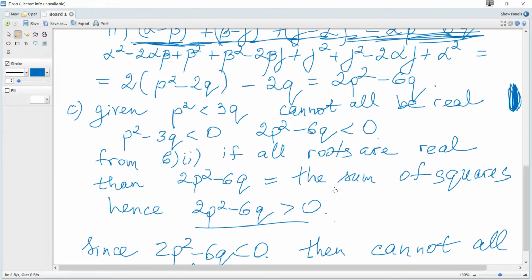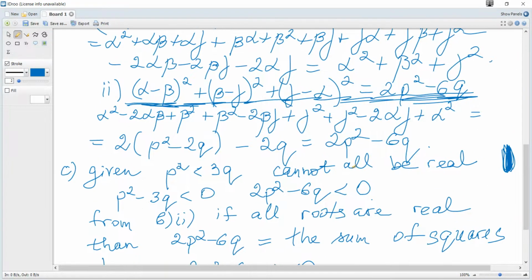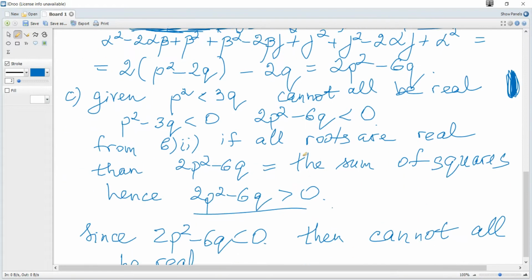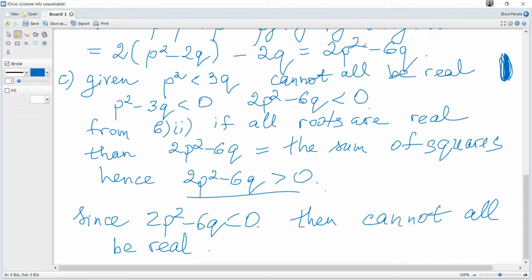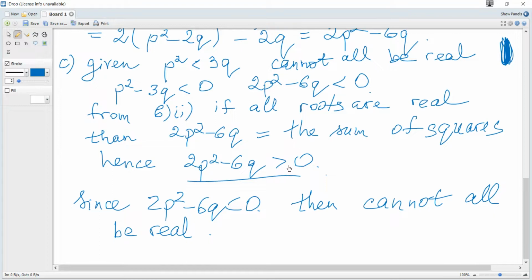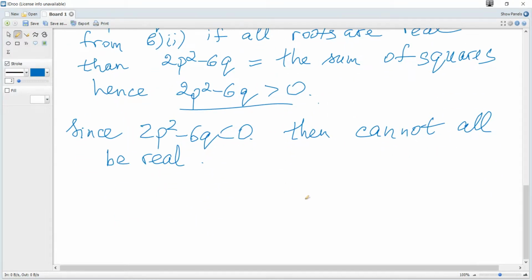It's quite easy. If all roots are real, this statement must be true. And this statement looks like some expression is equal to the sum of squares, but a sum of squares is always greater than or equal to 0. And if this is less than 0, a sum of squares cannot be less than 0, which is impossible. Hence it cannot be that all roots are real.